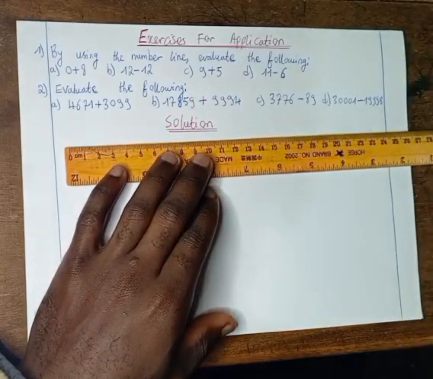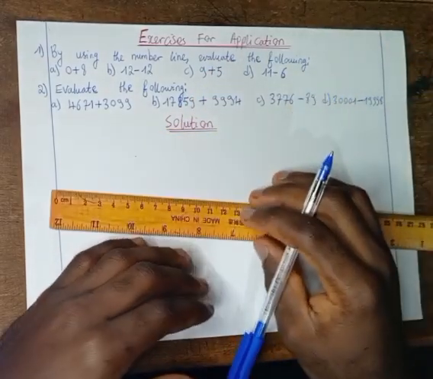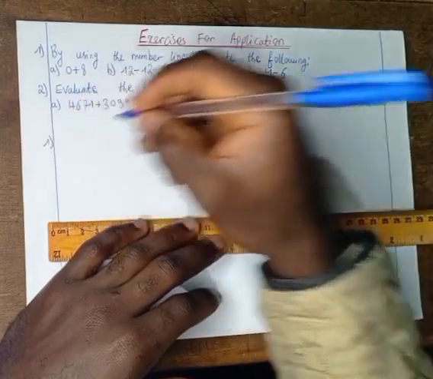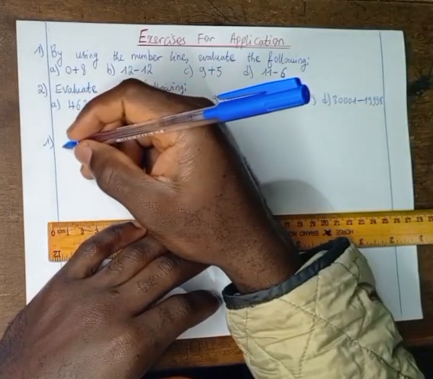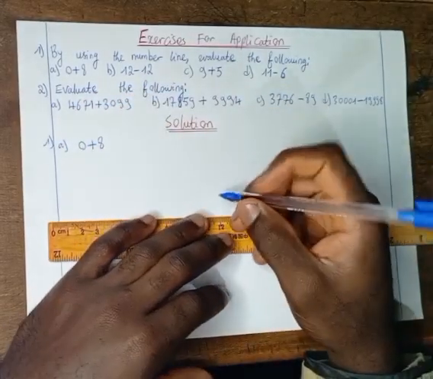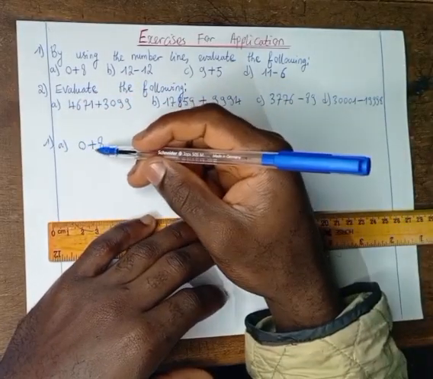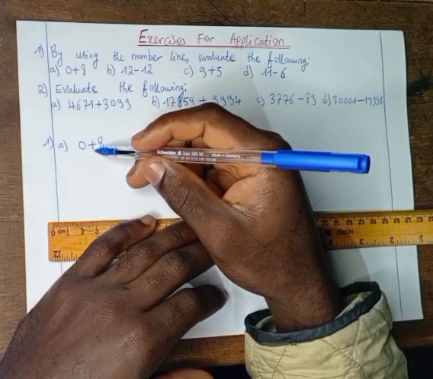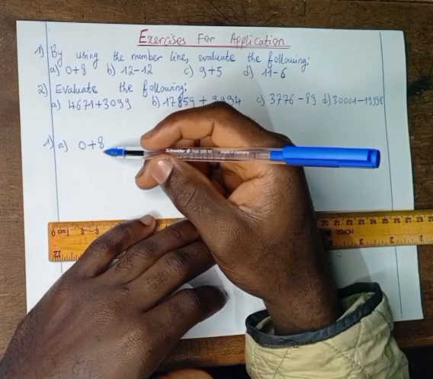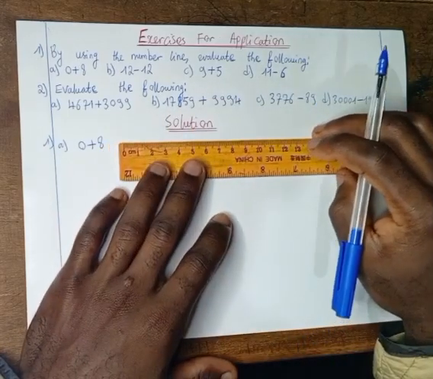The first question says, by using a number line, evaluate the following. That's question 1. We have question A, 0 plus 8. We know the first number is 0, the operation sign is plus, that means we have to move to the right of 0. And the second number is 8, we have to move 8 units to the right of 0. So we draw our number line.